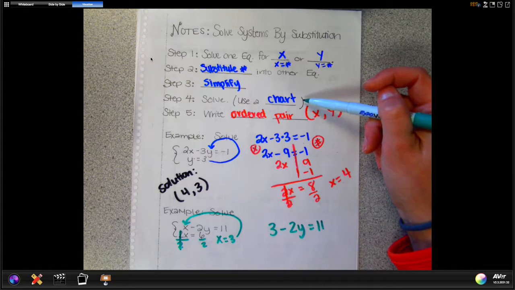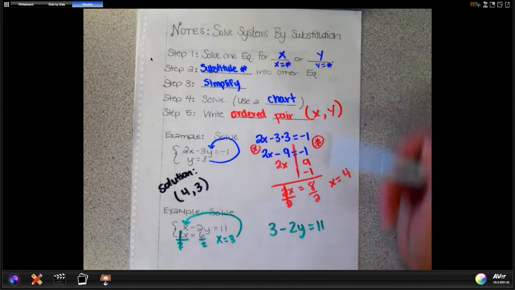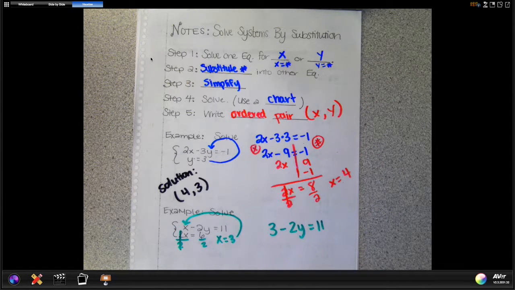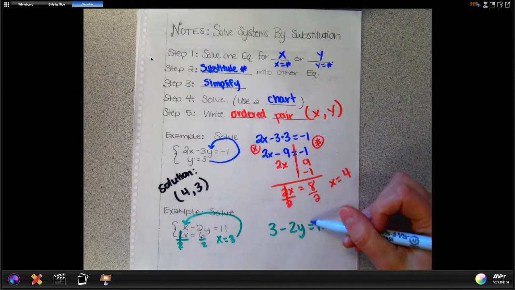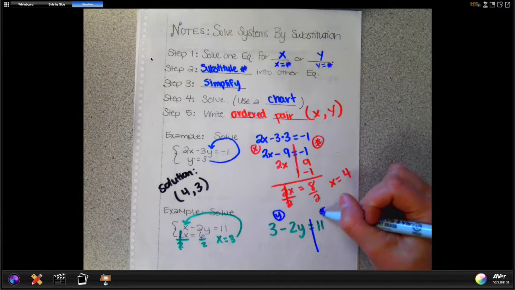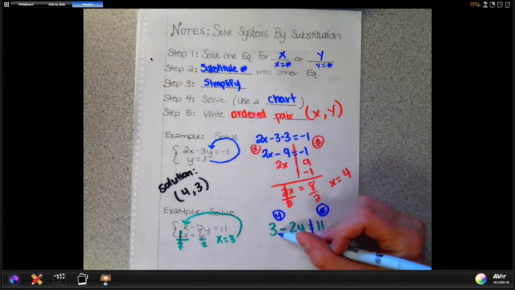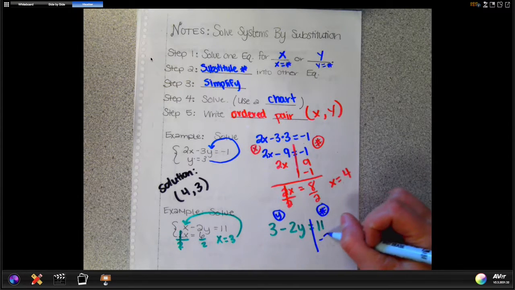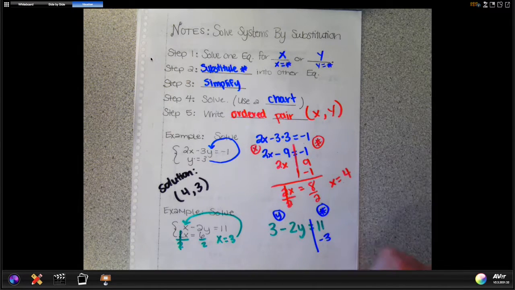We're going to solve it or use a chart. So we're going to draw our line down the equal sign. We're going to make the left side y, the right side number. Okay, 3 belongs in the number category. Let's make it negative 3 then because we jumped the line. 2y is negative and it stays here. 11 stays in our number side and it's positive. We're going to keep it positive.